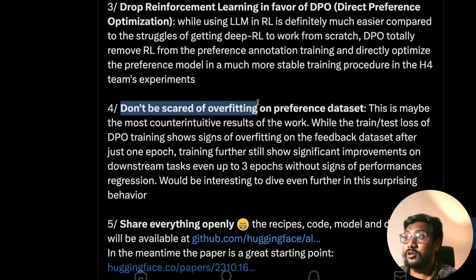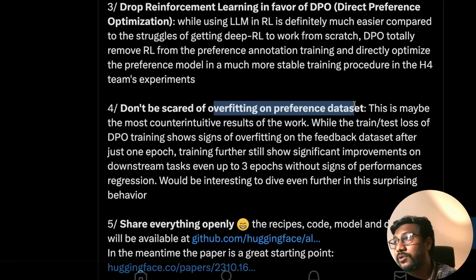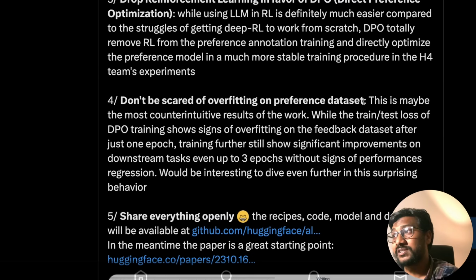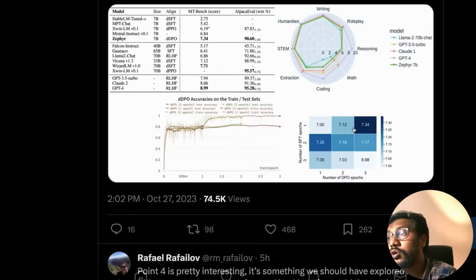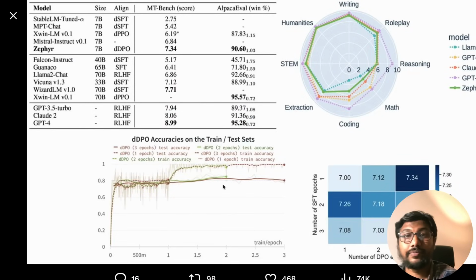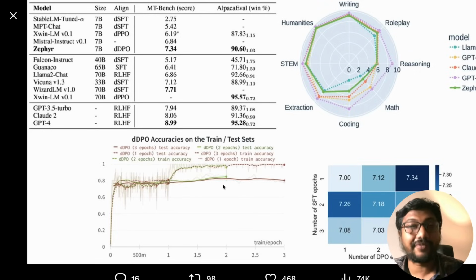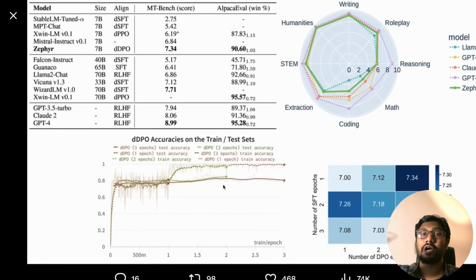And then finally, don't be scared of overfitting on a preference dataset. I think this plays a very important role in what we just discussed. So what they actually did is let the model overfit. Typically in machine learning, we tell you not to let your model overfit. That's why you usually have a test or validation dataset, and whenever your loss goes up for that dataset, you know that your model is overfitting, not necessarily learning the signal, but also learning the noise. So you would typically stop the training process and fall back to somewhere in this particular range.